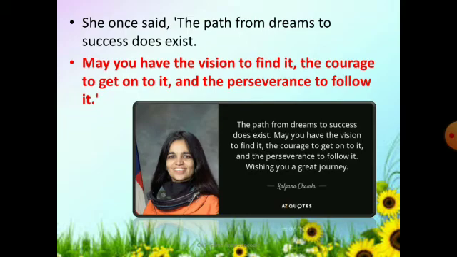That path is there, right? We should have the courage to get into it. We should have that much courage that we should follow that path, and perseverance to follow it. It means that whether there are so many failures, so many ups and downs, we should not be sad and leave it. We should follow it. We should have that much courage to follow our path. So children, that was about Kalpana Chawla.